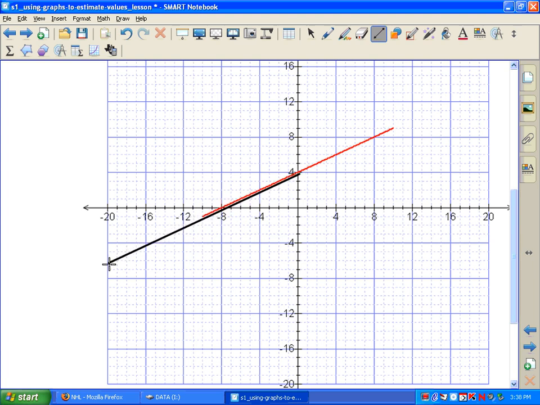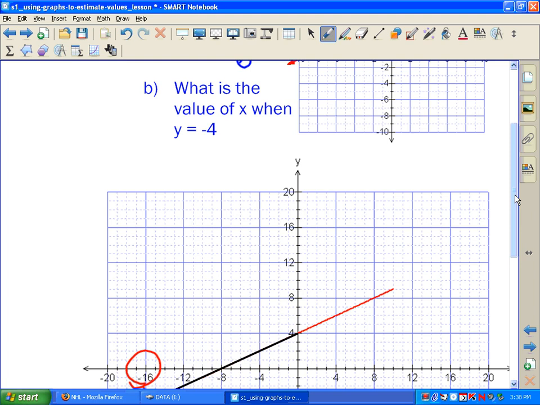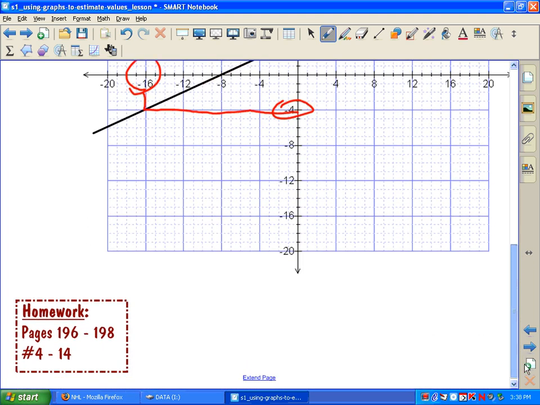I'm going to be just a wee bit off again, but that's okay. And now I'm going to find out where y is negative 4, which is of course right here, and I'm going to go all the way across until I get to the line, which is right here, and then go up to see the x value, and the x value is negative 16. So the answer is negative 16. That's the x value when y is negative 4.